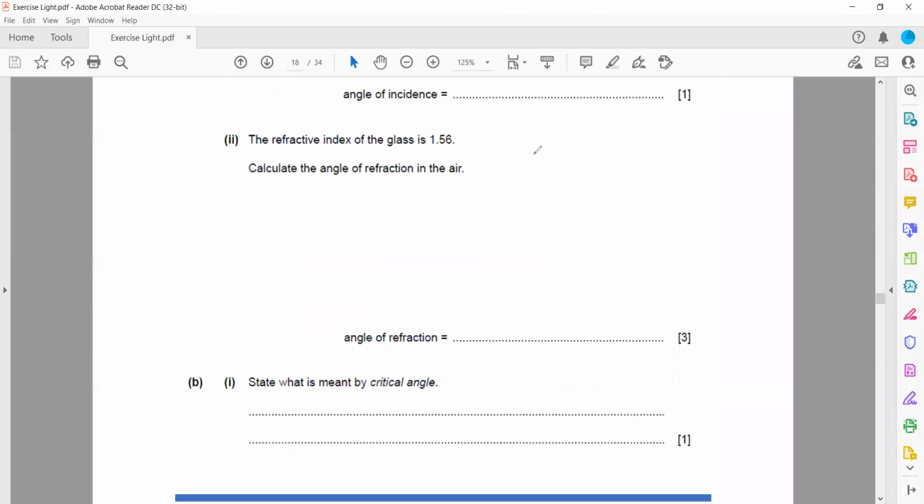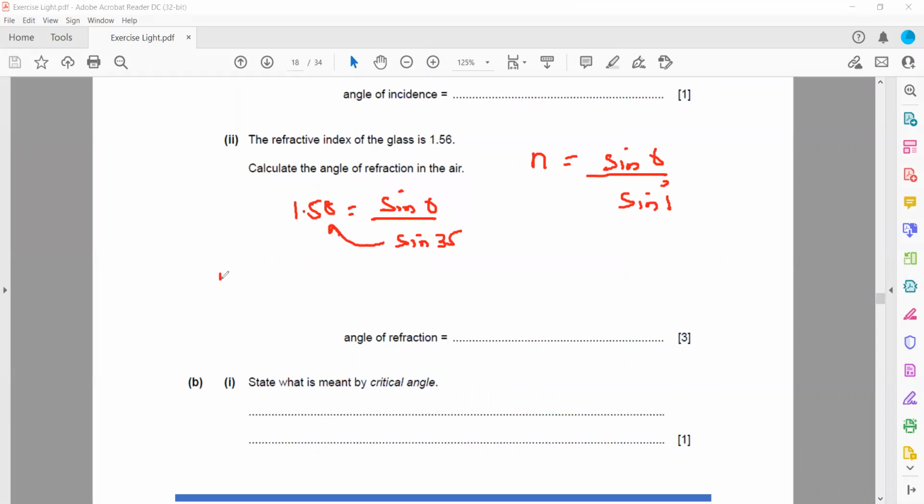As it was traveling from glass to air, the formula is sine r divided by sine i. Refractive index was 1.58. Sine r we don't know. Sine i was 35. So this will be multiplied there. So it is 1.58 multiplied by sine 35, that will give us sine r.